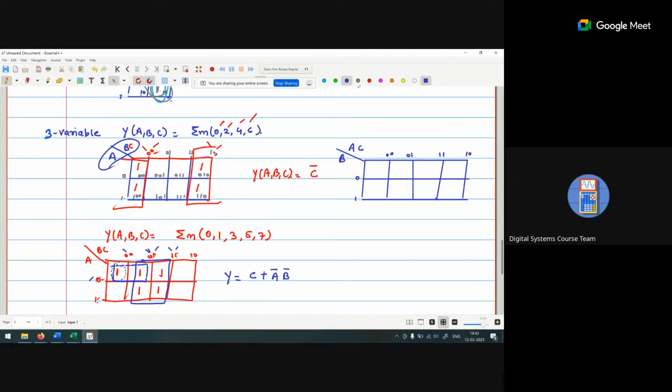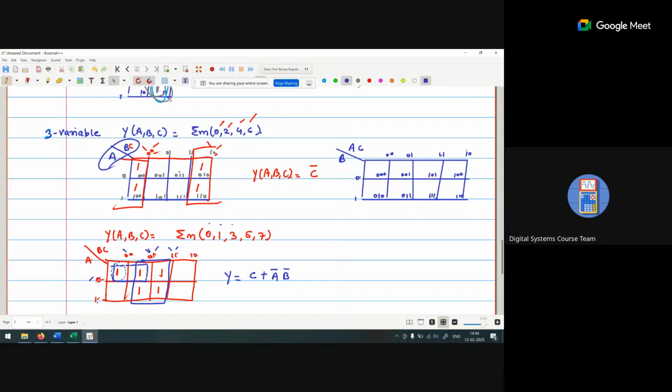Now what is this one? A, B, C, 0, 0, 0. It is A, B, C, 0, 0, 1. It is A, B, C, 1, 0, 1. Initially it was 0, 1, 1, but now it is 1, 0, 1. Why? Because A value is 1, B value is 0, and C value is 1. This one is A, B, C, 1, 0, 0. Here 0, 1, 0. Here A is 0, B is 1, C is 1. Here 1, 1, 1.